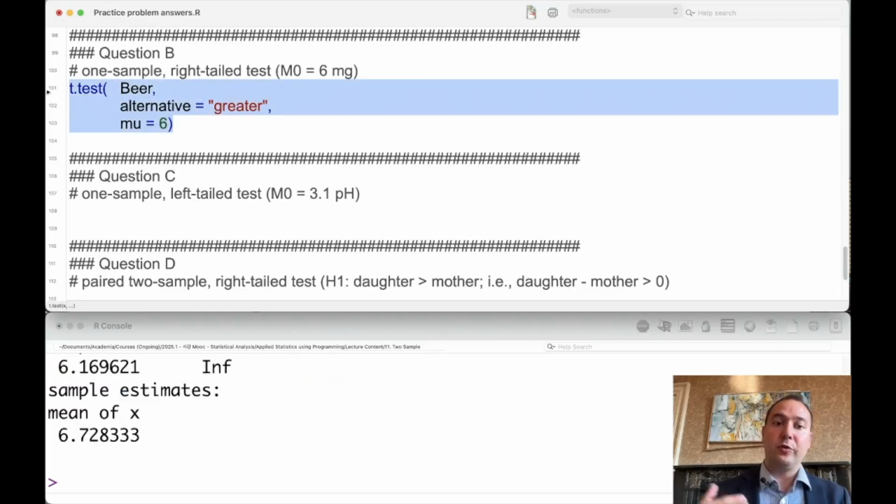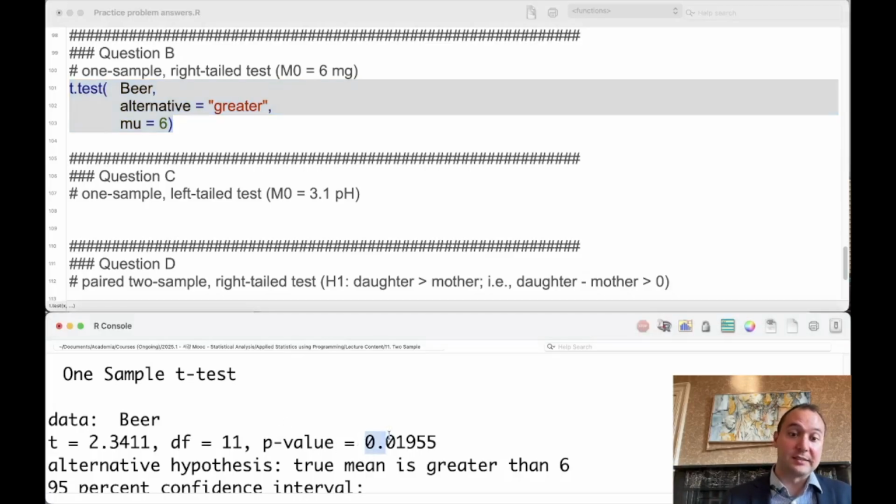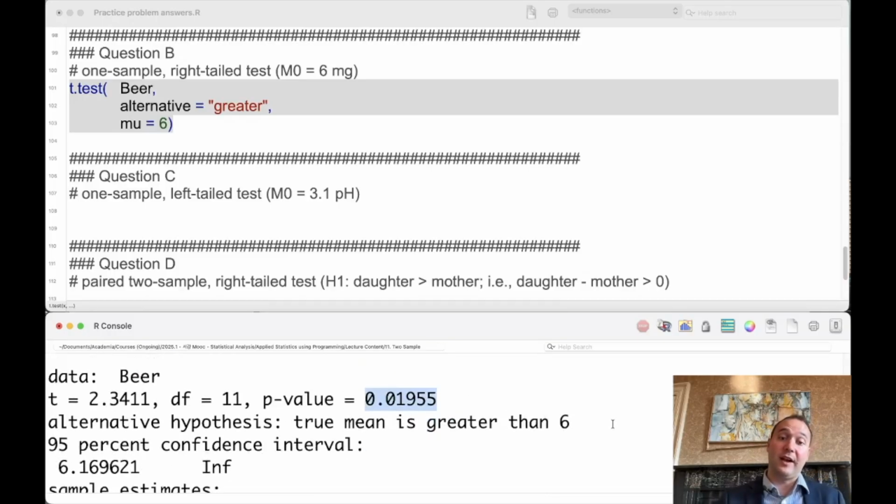Actually, if we're using alpha equals 5%, we don't need to input that alpha directly into the t-test function because it assumes that our confidence level is 95%. And we use that alpha just to check if the p-value is less than that value. So I can just check my p-value. Is it less than 5%? Yes. So what should we do? We should reject our null hypothesis.